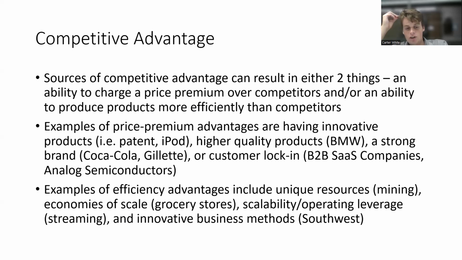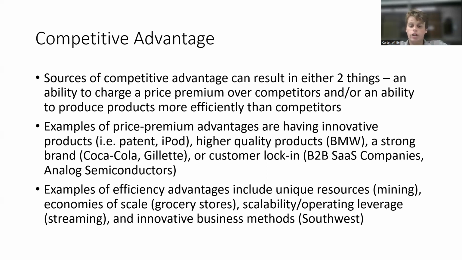So the first one is innovative products. For a lemonade stand, that would be my magic formula, right? Maybe my lemonade is 0 calories and it's the first one ever invented. Then that might be an innovative product that makes people willing to pay more for my business. Same thing with a patent, right? Biotechnology companies that get patents are able to benefit from that, and they're the only ones that have access to these innovative products to sell. iPod is another example, right? Creating something groundbreaking like that allows you to charge a higher price for it.